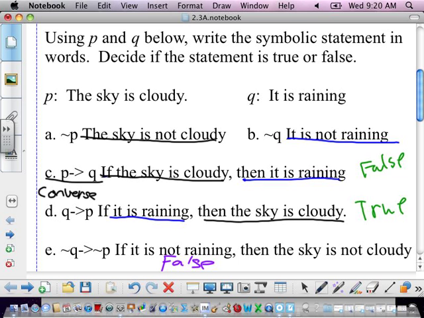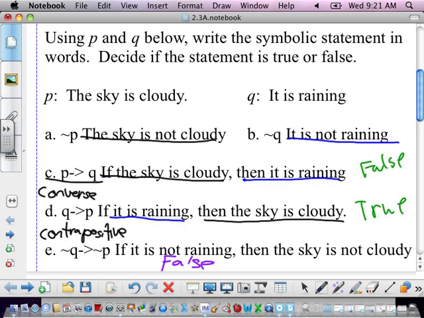Okay. So now we're going to say not Q to not P. If it is not raining, then the sky is not cloudy. Is that true or false? False. Just like I have it up there. What is it called when they're switched and we make them negative? Inverse is when you make them negative. Switched and negative: contrapositive. Okay.